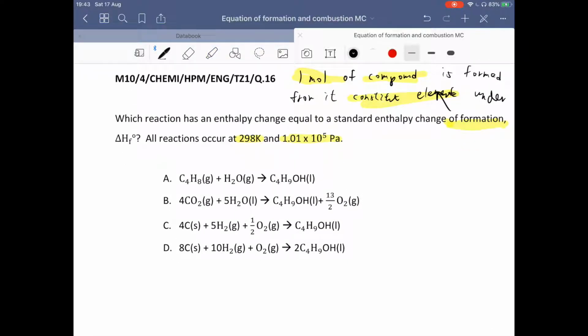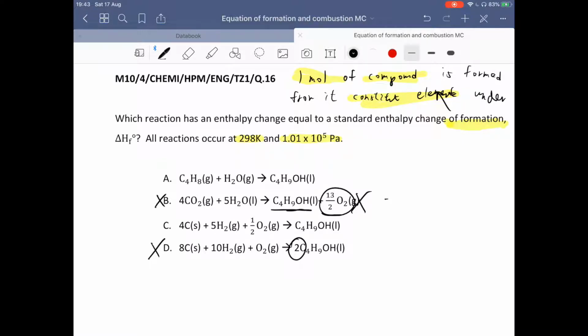Let's look at all the choices. So answer D, we have to eliminate, because there are 2 moles of compound formed. And B is also eliminated because the product is not only the alcohol but also oxygen. So we have to eliminate answer B. For A and C, let's look at the difference.